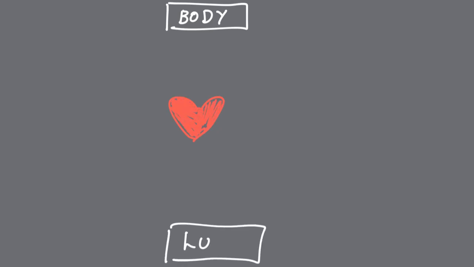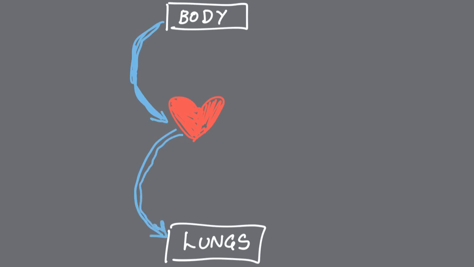Let's take a look at a broad schematic of blood flow between the body, the heart, and the lungs. Deoxygenated blood leaves the body and enters the heart via the vena cava. From the heart, blood is pumped to the lungs via the pulmonary trunk and arteries. From the lungs, once the blood is oxygenated, it leaves via the pulmonary veins and goes back to the heart. The heart pumps that blood out via the aorta to the body to take oxygen and nutrients to the body.